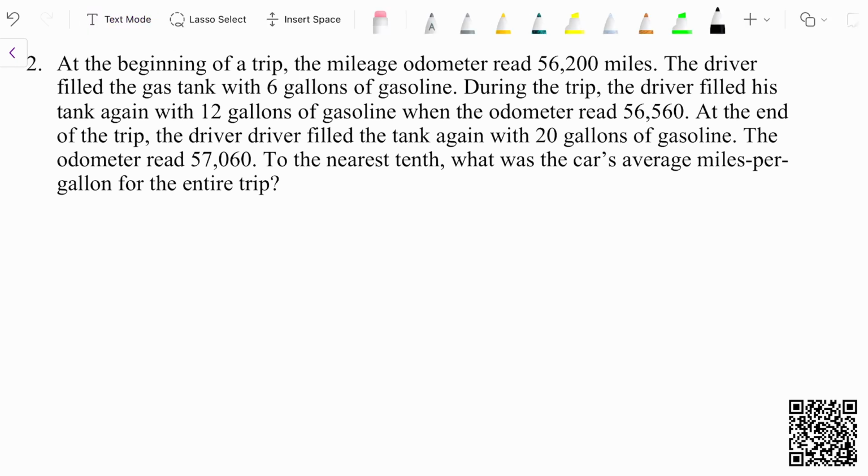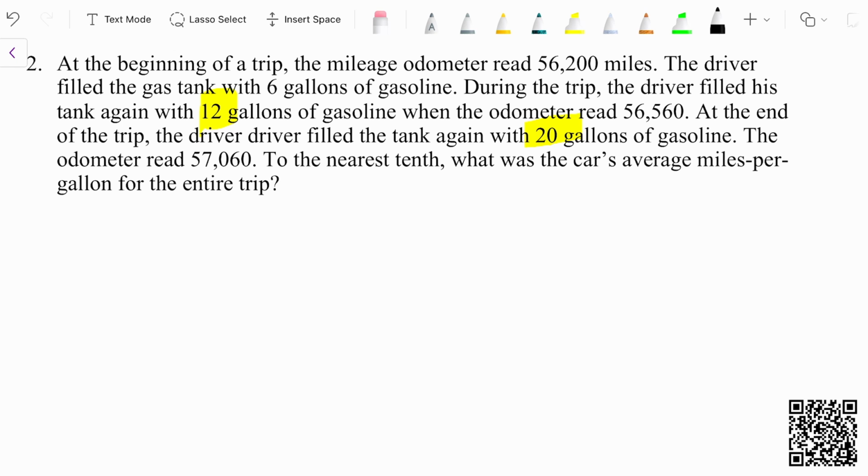So there's something to watch out for here. It's asking how much gasoline the driver used for the entire trip, not how much gasoline he filled the tank with. So that means that the first gallon fill that he did doesn't actually count, because he only used the 12 and the 20. He didn't actually use the 6, that was before the trip started, so that doesn't count. So it's kind of trippy, but we're basically only looking for the 12 and the 20 here as the actual gallons of gasoline that we're going to use in the division.